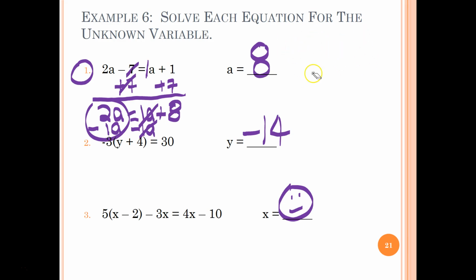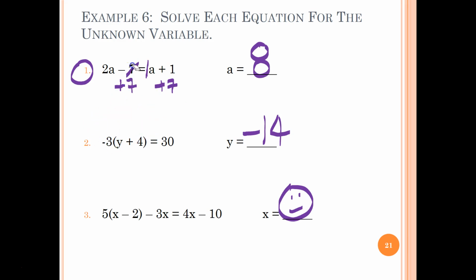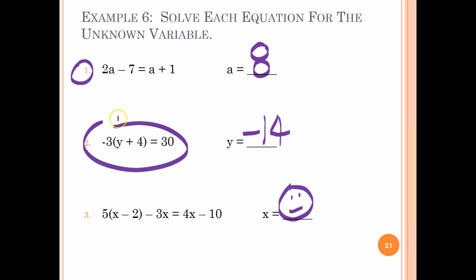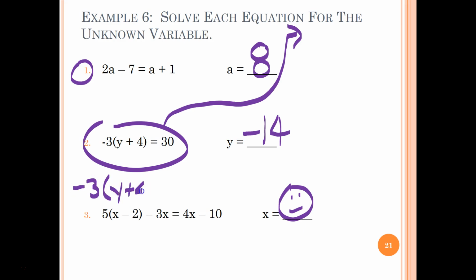I'm just going to give myself a little bit more space here and clean this up so you guys can see this one. Now notice in this case, this is the first time we actually have to go ahead and distribute before we can go ahead and solve the problem. So if I bring this up here, we have negative 3 times y plus 4. So let's just distribute this over here on the left-hand side of this slide.